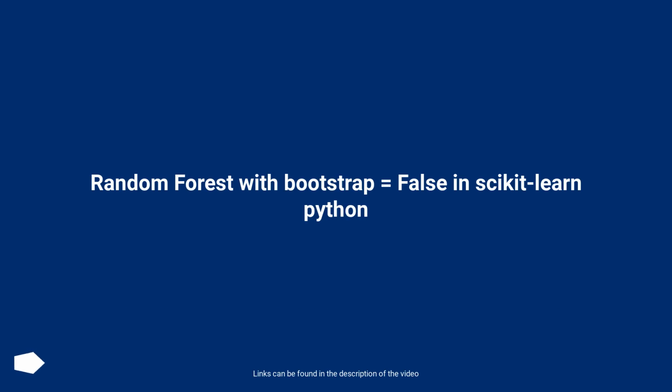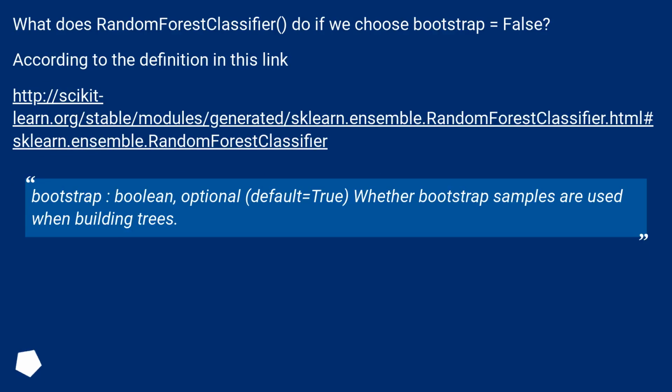Random forest with bootstrap equals false in scikit-learn Python. What does random forest classifier do if we choose bootstrap equals false? According to the definition in this URL: Bootstrap, Boolean, optional, default equals true, whether bootstrap samples are used when building trees.